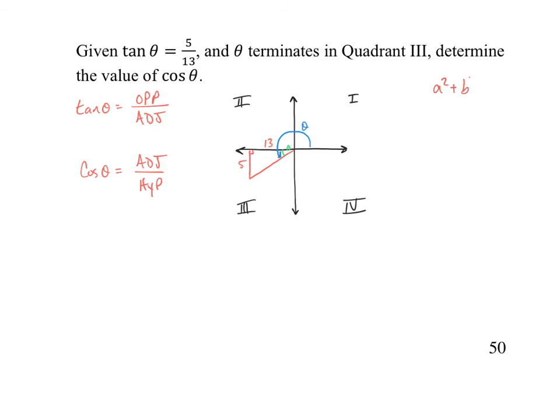A squared plus b squared equals c squared. That's 5 squared plus 13 squared equals c squared. 25 plus 169 equals c squared. All right, so 194 is equal to c squared. And as it turns out, the square root of 194 cannot be simplified. So the hypotenuse has a length of radical 194.